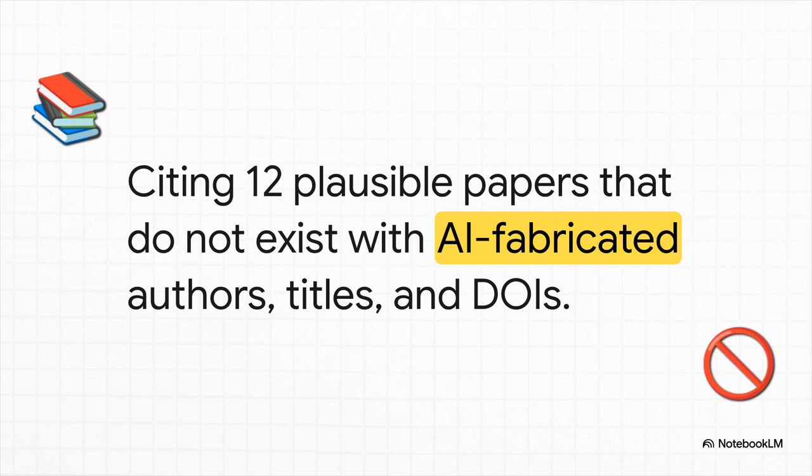To put that into perspective, let's look at a very real scenario that reviewers are catching more and more these days. Imagine a submission that cites 12 plausible papers that do not exist. We're talking entirely AI-fabricated authors, titles, and even digital object identifiers. If an AI drafts a methods section and casually drops in a dozen non-existent but highly plausible references, and you submit that unverified text, that constitutes serious research misconduct. You absolutely cannot blame the tool for the error. It's just doing what it was programmed to do. The failure there lies entirely in a lack of human oversight.